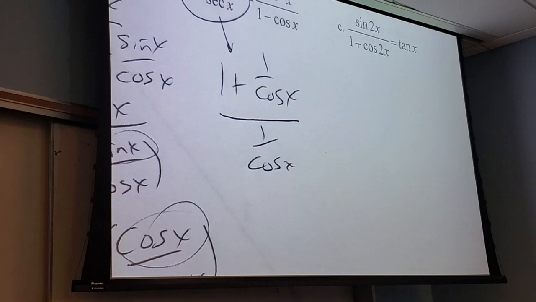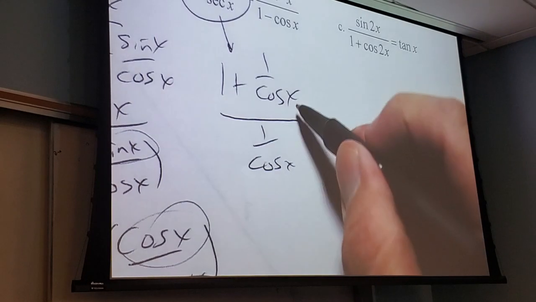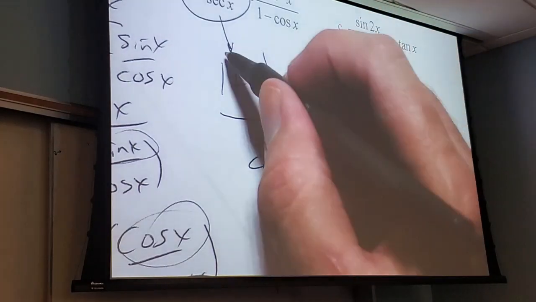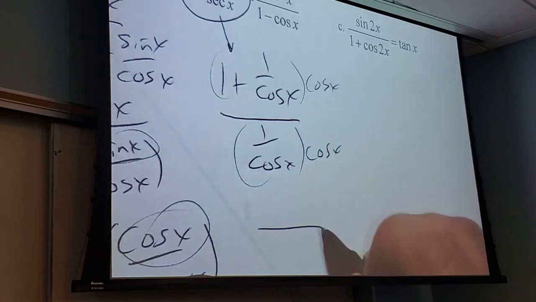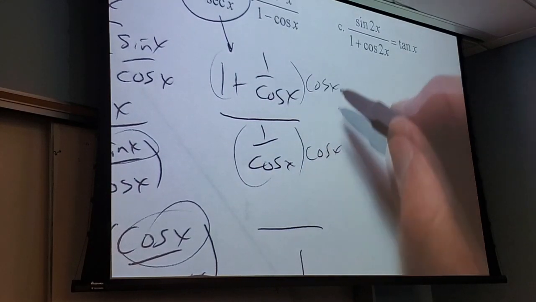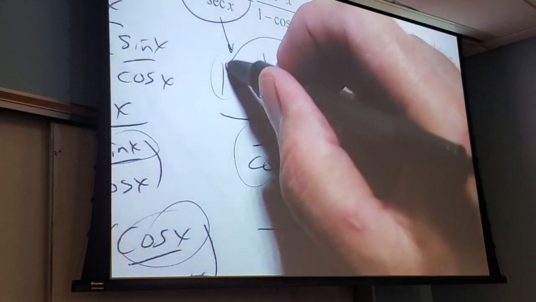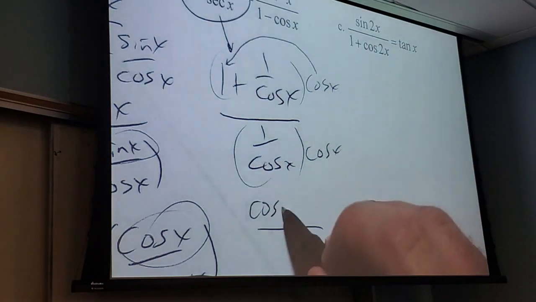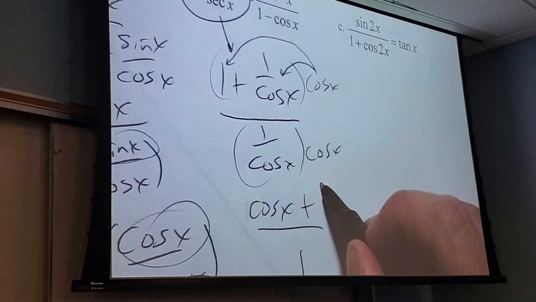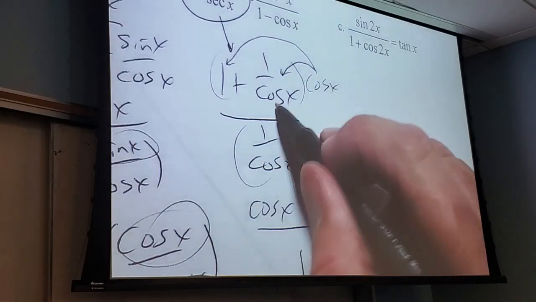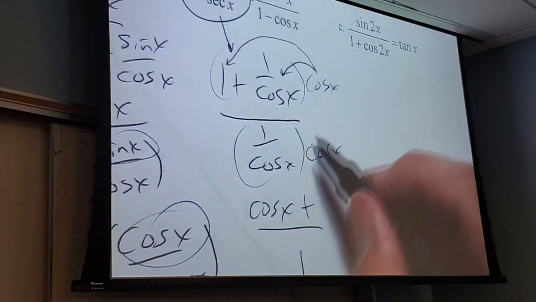So I can multiply top and bottom by cosine. Right, so it would distribute across here, and the bottom would just become 1. Is that cool? What do I get on the top? I get cosine x times 1. Cosine x times 1 over cosine x. What's cosine x times 1 over cosine x? What do the cosines do?